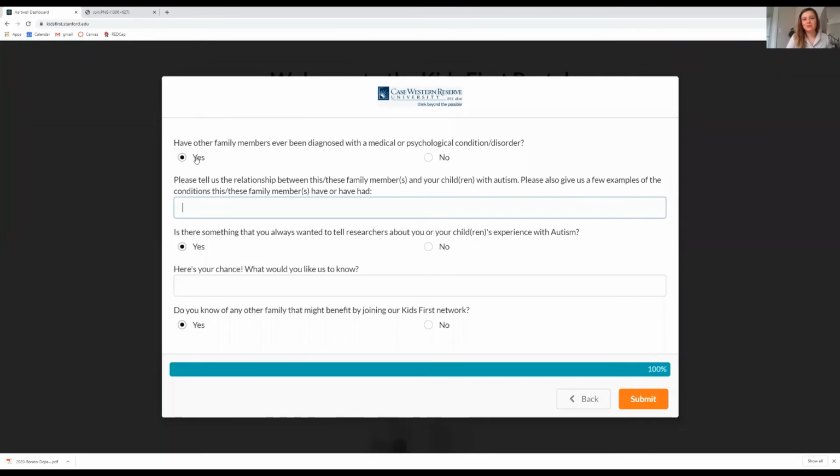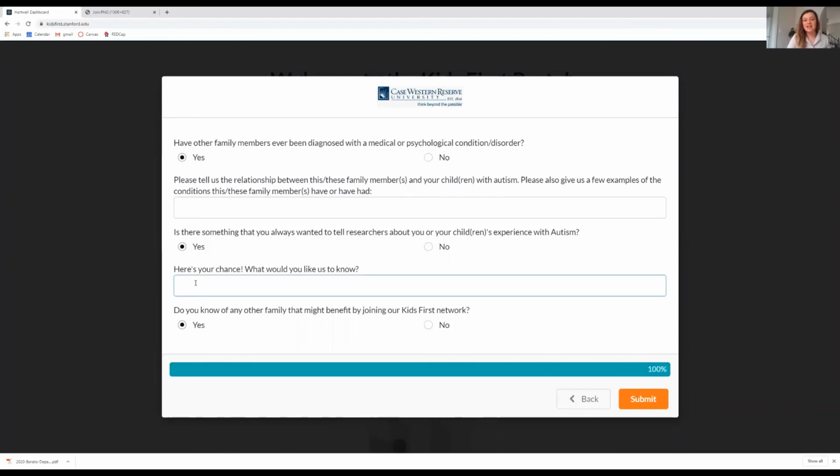On this last page, please indicate if any other family members have been diagnosed with any medical or psychological conditions. You can tell us about immediate family and grandparents. If you indicate yes, please list what the conditions are and the relationship of the person who is diagnosed to your child with autism. Next, please indicate if there's anything you would like researchers to know about your experience with autism. If yes, please type your response in the text box.